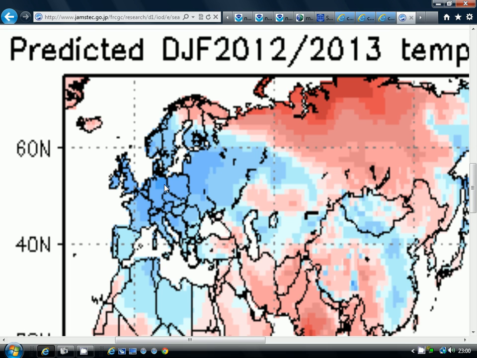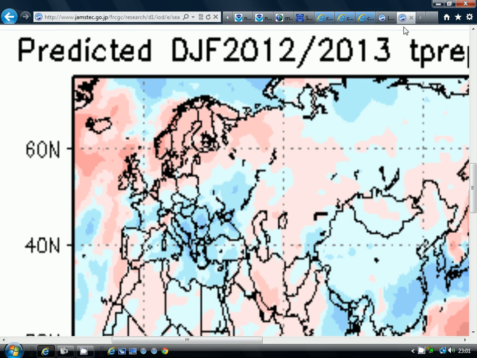The core of the cold is probably centred around northern Germany and Denmark, but the whole of Europe is colder than average. This is a turnaround from the model last month when it wasn't really going for a cold winter at all. It is definitely going for a cold winter. These are temperature forecasts. It's definitely going for a cold winter on this month's update.